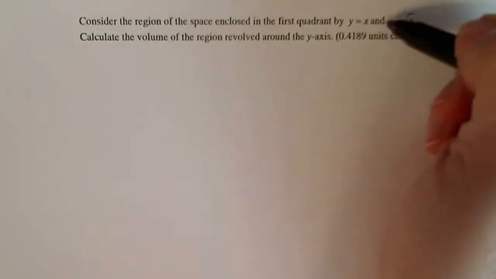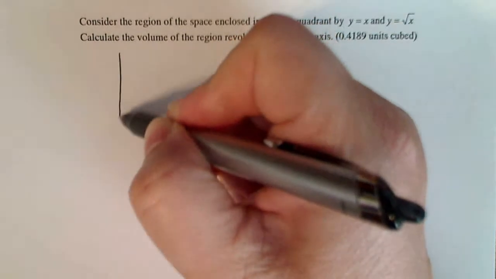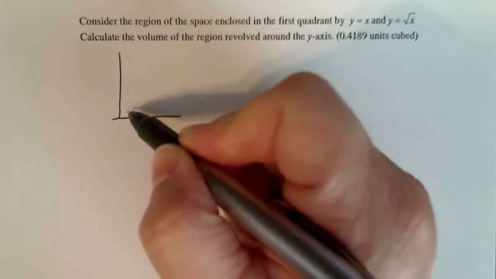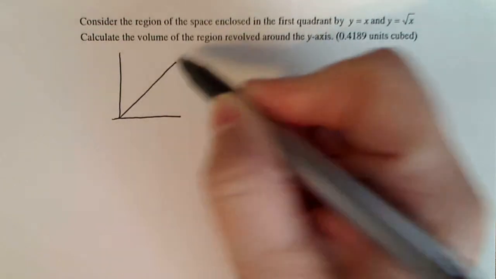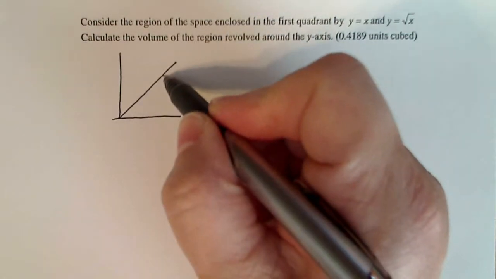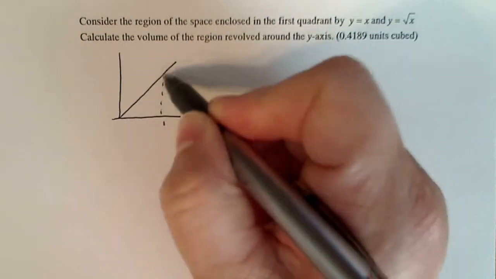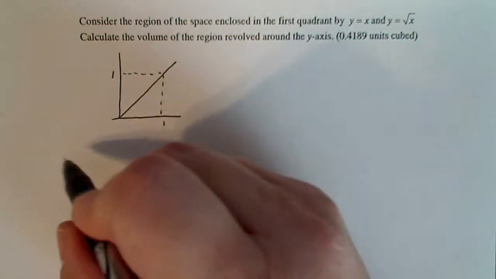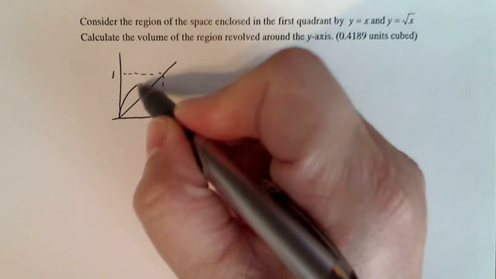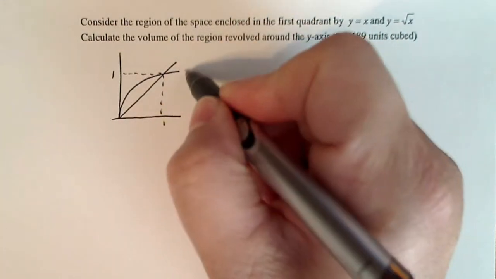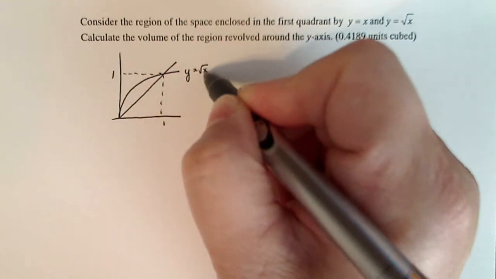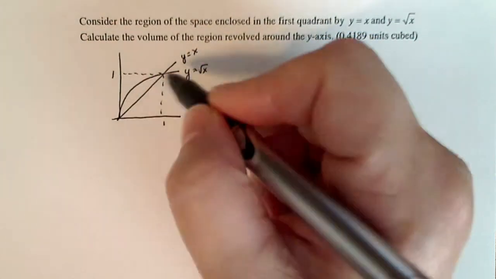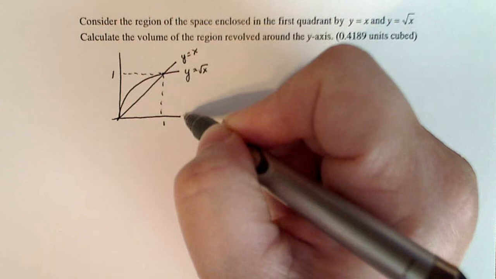So to draw the region that's given to us, the graph of y equal x bisects the first quadrant. It goes through the point 1, 1. And y equals square root of x looks like this. So this is y equals square root of x, y equal x. They go through the point 0, 0, and they share the point 1, 1.